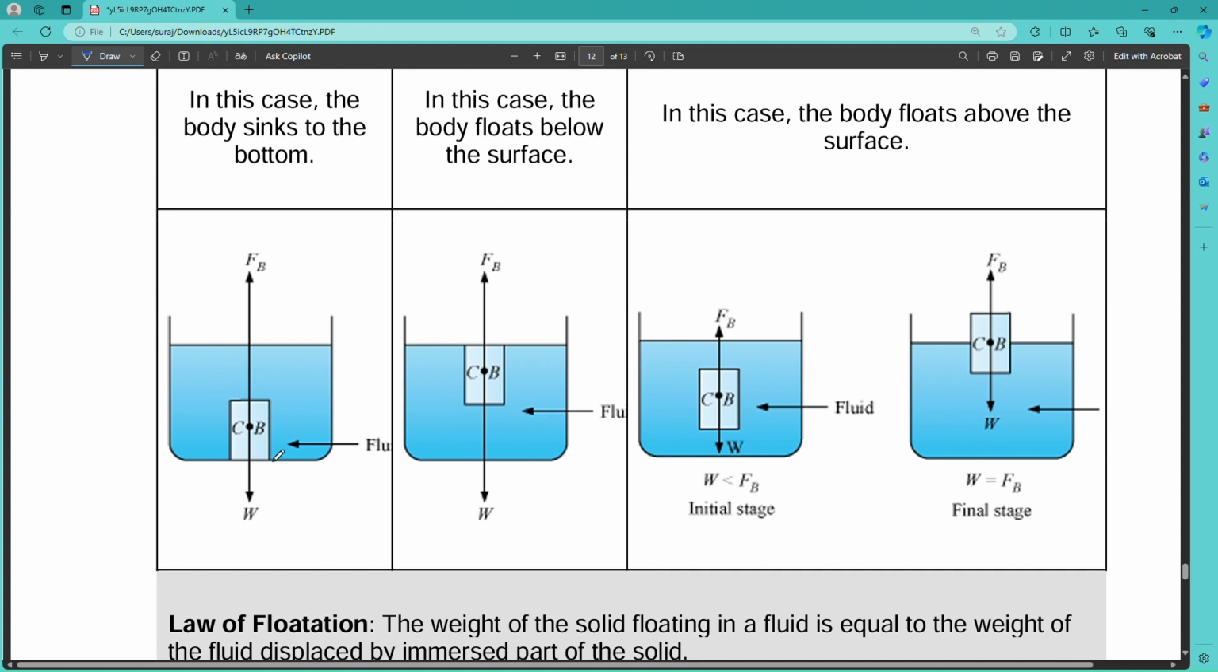When the weight is very high compared to the buoyant force, then the object will sink to the bottom, and when it is less or equal, it will float. So depending upon it, if it is very much higher it stays at the bottom, if comparatively high it will float in the middle, and if it is equal to the buoyant force, then it will float on the surface. Half of the object will be outside the liquid, and half of the object will be inside the liquid.